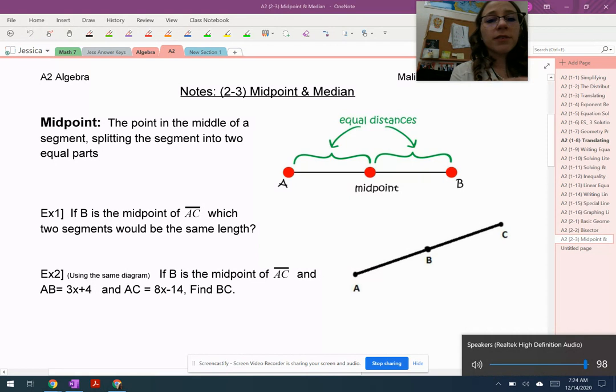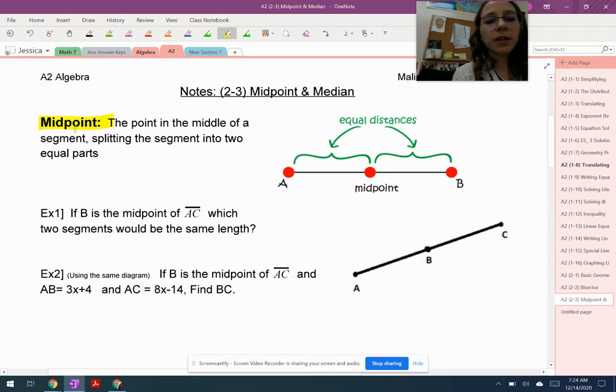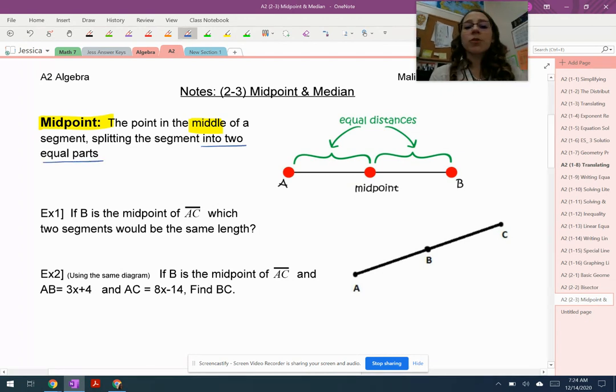So the point in the middle of a segment, hence midpoint, in the middle. It splits the segment into two equal parts. So here, if I have my midpoint, these are both equal distances. So if this is 10, then we know that this side has to be 10, making the entire thing 20. So that's basically a midpoint. Kind of like a bisector, but a bisector cuts something in half. Midpoint is the point in the middle.